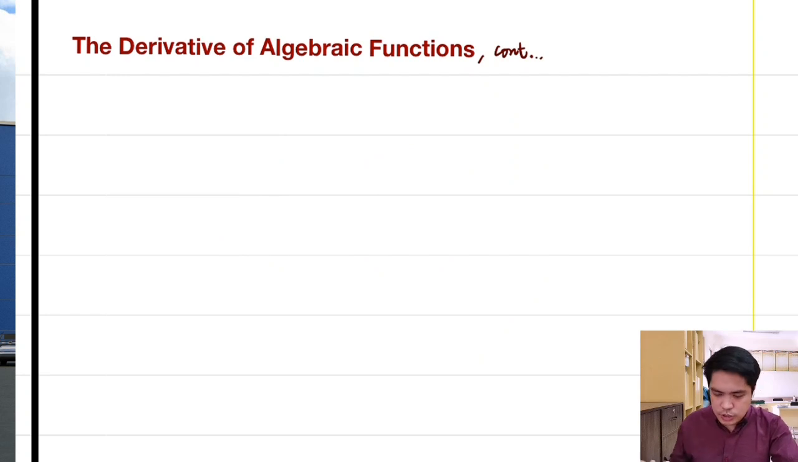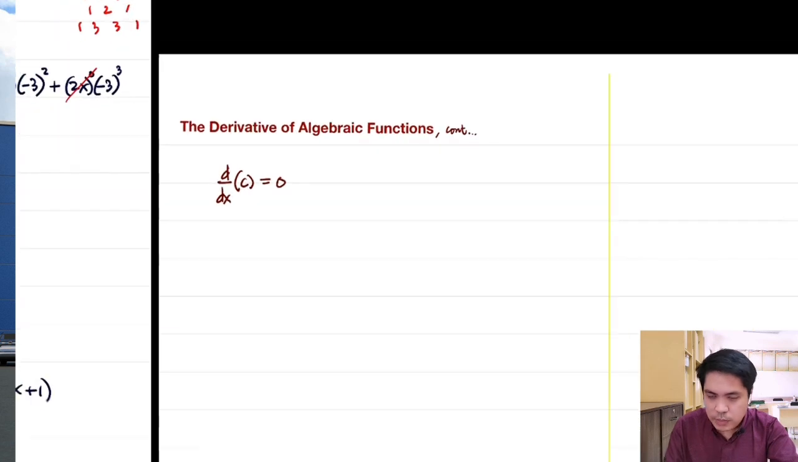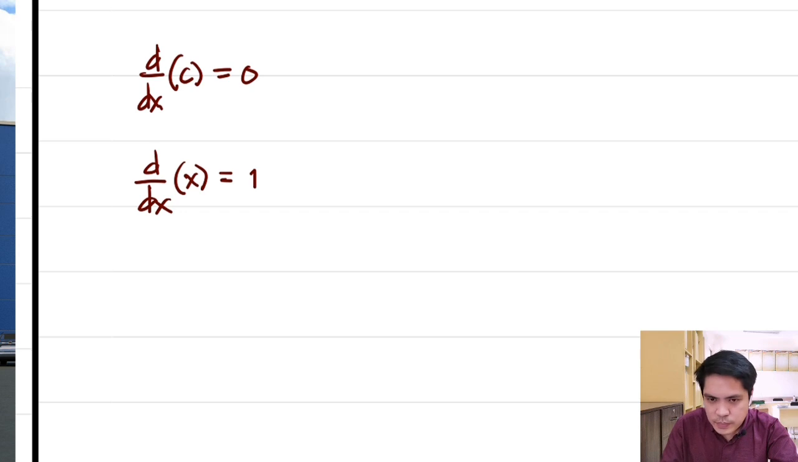To continue with our discussion on the derivatives of algebraic functions, let us first recall what we have learned so far. So first, let us recall the derivative of a constant. We have learned that if we get the derivative of a constant, let's say x is our variable, the derivative of a constant is just 0 because there is no change happening, diba? Walang change sa constant. Then we also found out that the derivative of x is just equal to 1. Okay? Because that is simply dx over dx.